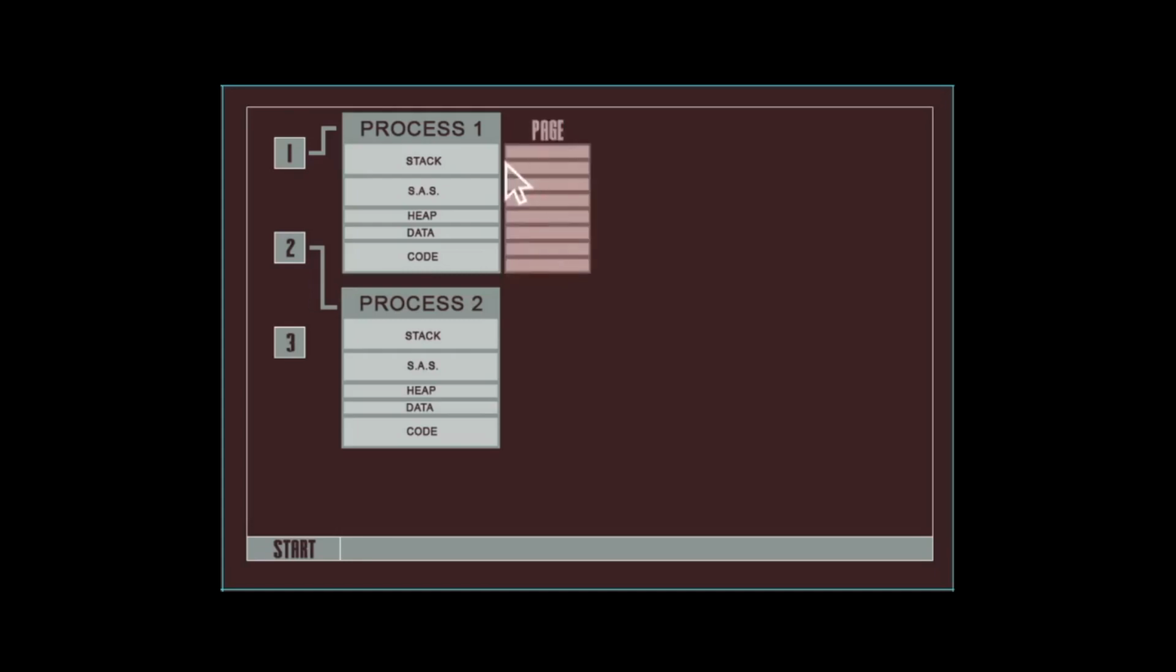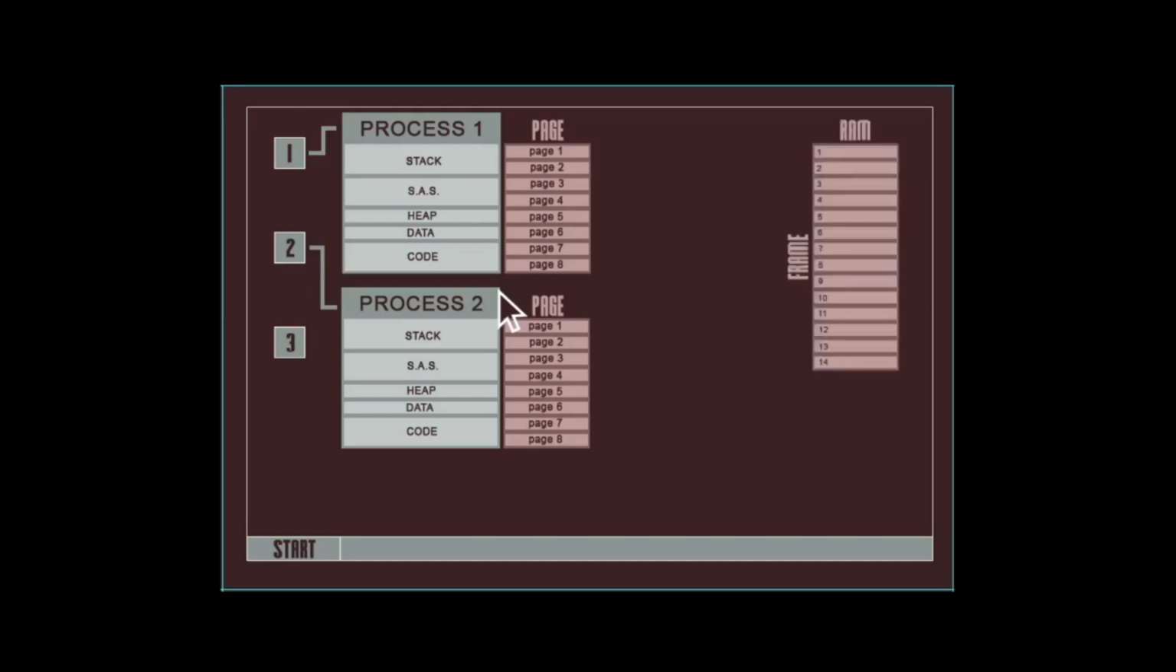Paging is an important part of virtual memory implementations in modern operating systems, using secondary storage to let programs exceed the size of available physical memory. Here we have 2 processes shown split into 8 pages, a page table, and on the right side, the main memory, or RAM, with a number of frames. One page of a process is stored in one of the frames of memory.